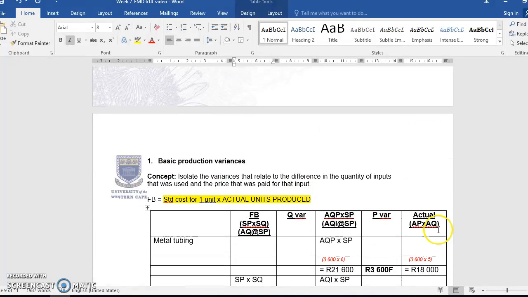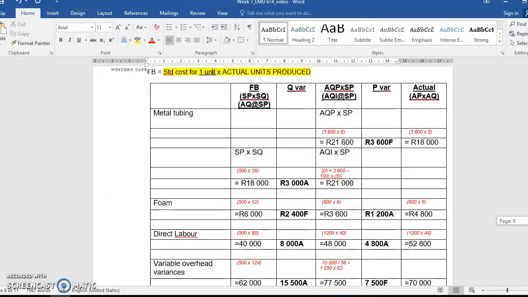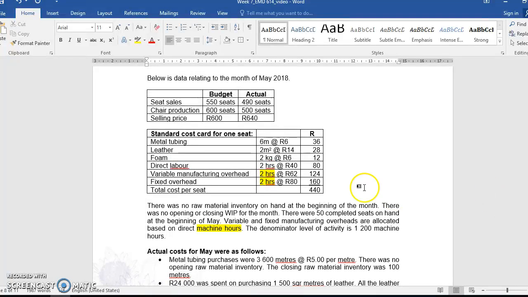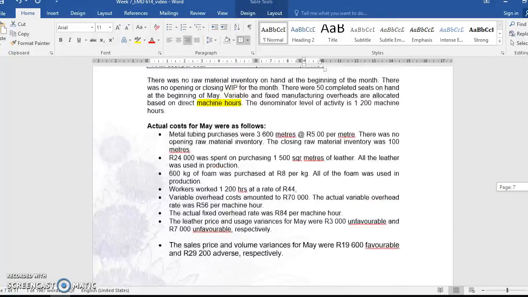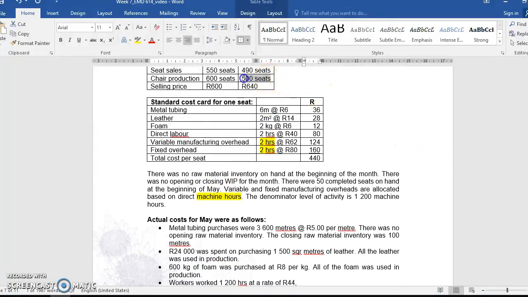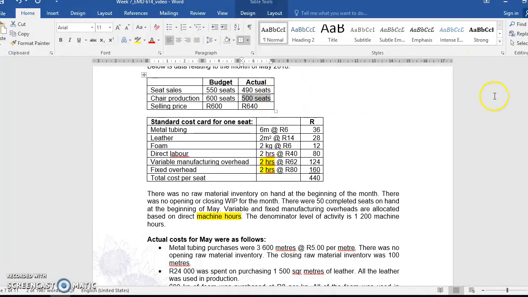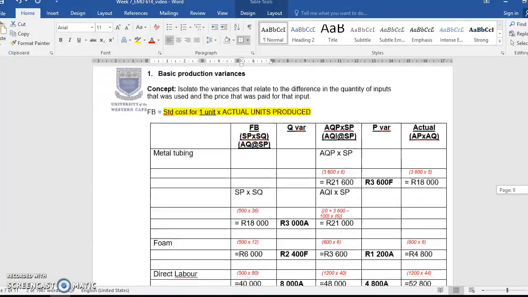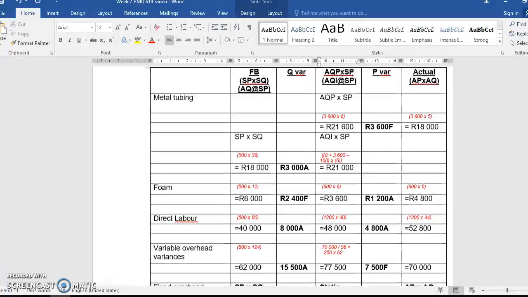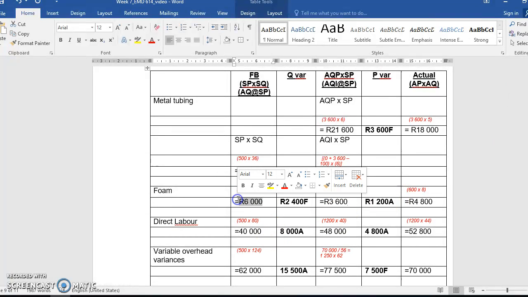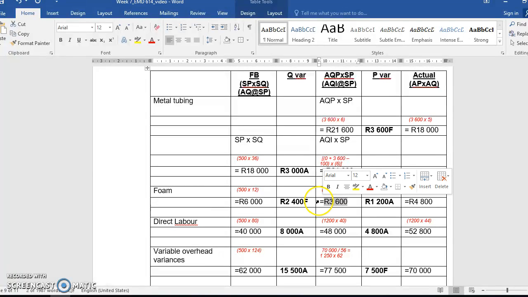Then we go to the flex budget. Again, the flex budget is standard cost for 1 unit. So what's the standard cost for 1 unit for foam? Go to the information, foam, it's 12 rand per unit, and this always gets multiplied with actual units produced. Actual units produced is 500 seats, so it's 12 times 500, which gives you 6,000, and then it's the difference between these 2 columns. What I expected to happen is to spend 6,000 on foam. I actually spent 3,600 on foam, so I spent less than what I expected, which is a good thing, so therefore this 2,400 is favorable.